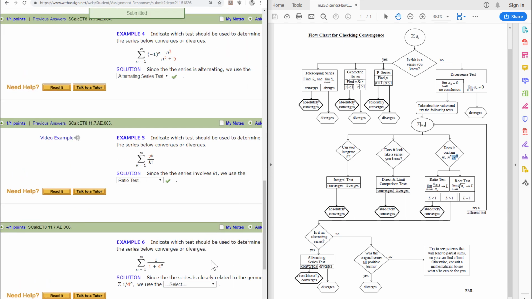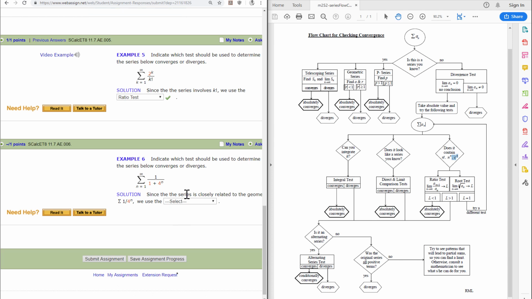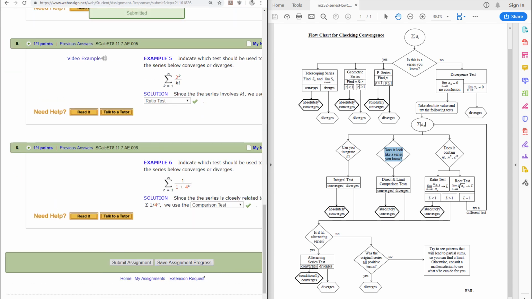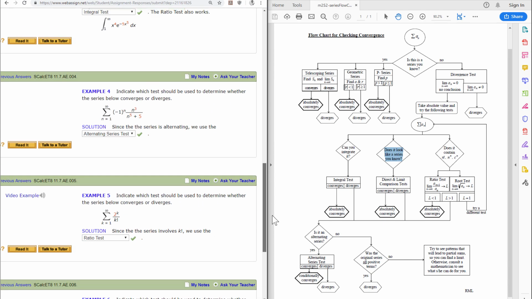And then finally we have something like this. This is close to a geometric series, so it's not quite a geometric series. But if it's close enough to a geometric series, then it's something that you know. So I would probably do some sort of comparison test, whether it's a direct comparison test or a limit comparison test. All right. So there's a lot of ways to approach some of these.